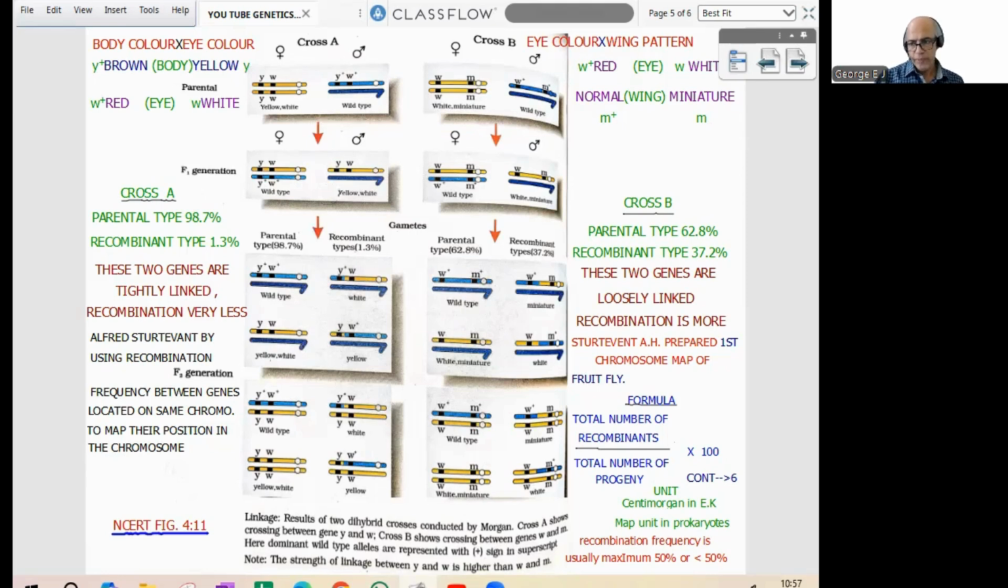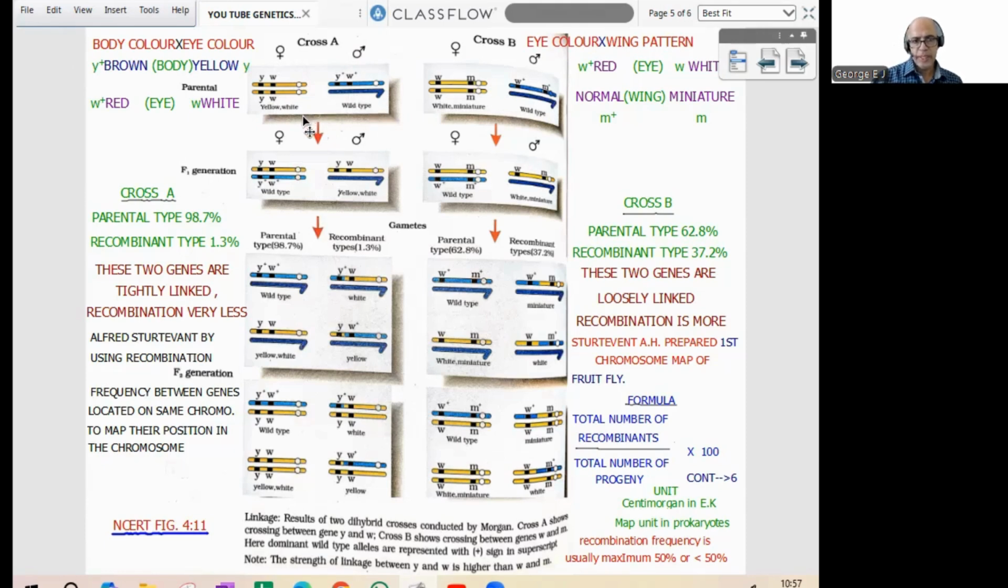Cross 1, body, everything is written there, you can find it. Body color and eye color. Body color is brown, yellow; eye color is red, white. The plus sign indicates it is dominant. In this case, you can find the female is shown there, the male is shown, and the female is recessive. Recessive characters mean yellow and white, that is why you can find no superscript. So automatically the male will be dominant or wild type. Y chromosome, nothing to do.